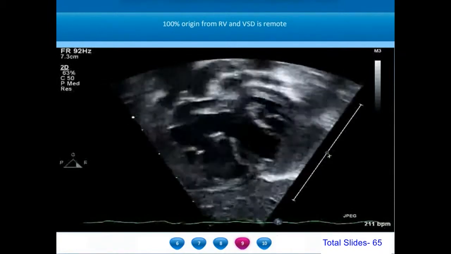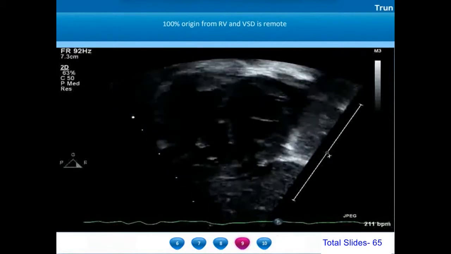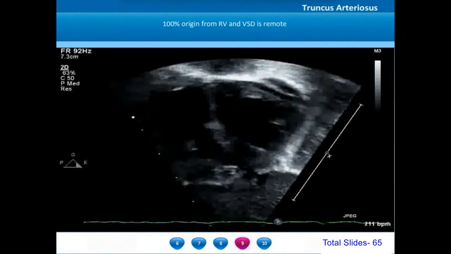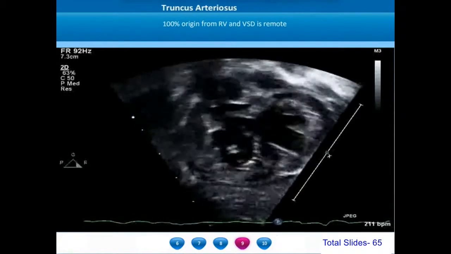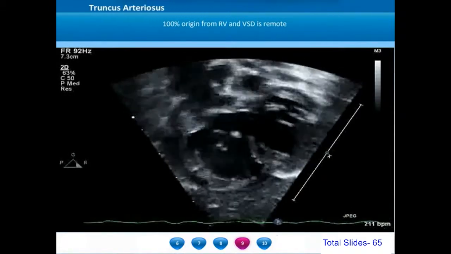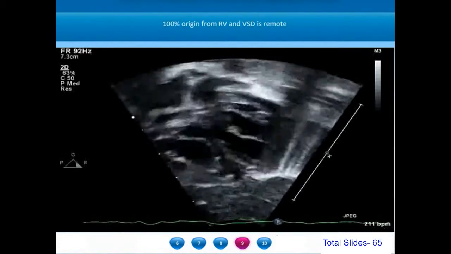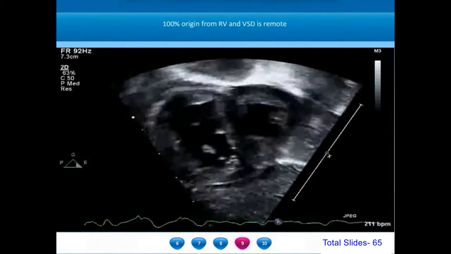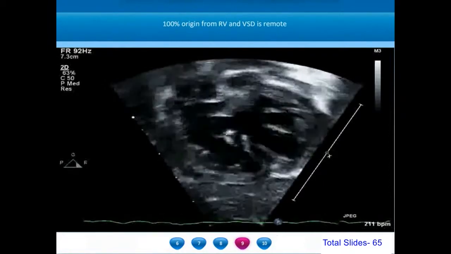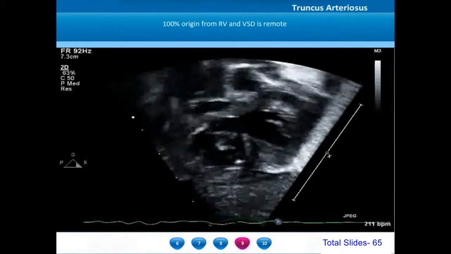There is a ventricular septal defect which is remote from the truncus arteriosus. And the anatomic size of the ventricular septal defect is smaller than the root of the truncus, which makes it restrictive. While most of the ventricular septal defects in truncus arteriosus will be located in subarterial location, very rarely truncus can have a remote non-committed ventricular septal defect.